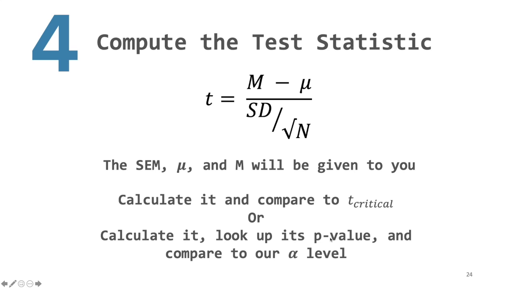Or we can look at its p-value. In Jamovi, we're going to be given a p-value, and so that's what we're going to actually rely on most of the time. We're going to compare that to our alpha level. That is, if our p-value is, say, 0.03 and our alpha is 0.05, that means it's significant.